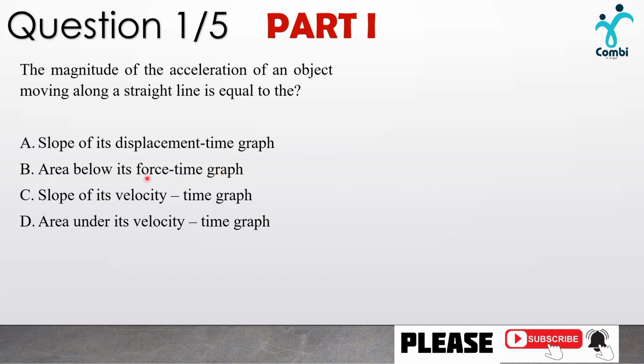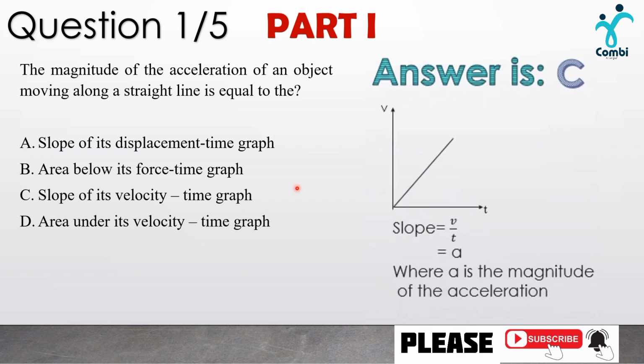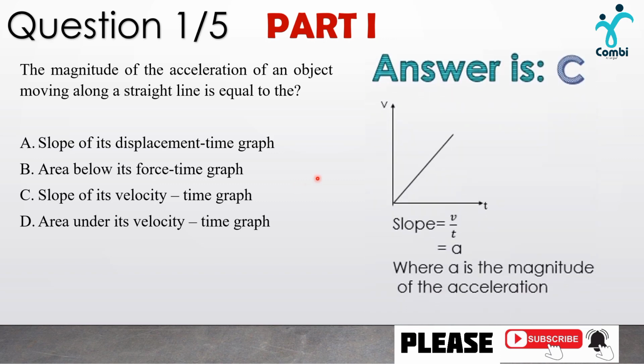B, area below its force time graph. C, slope of its velocity time graph. And D, area under its velocity time graph. Okay, so let's see which of these options makes sense, the best sense. Okay, so our answer is C.